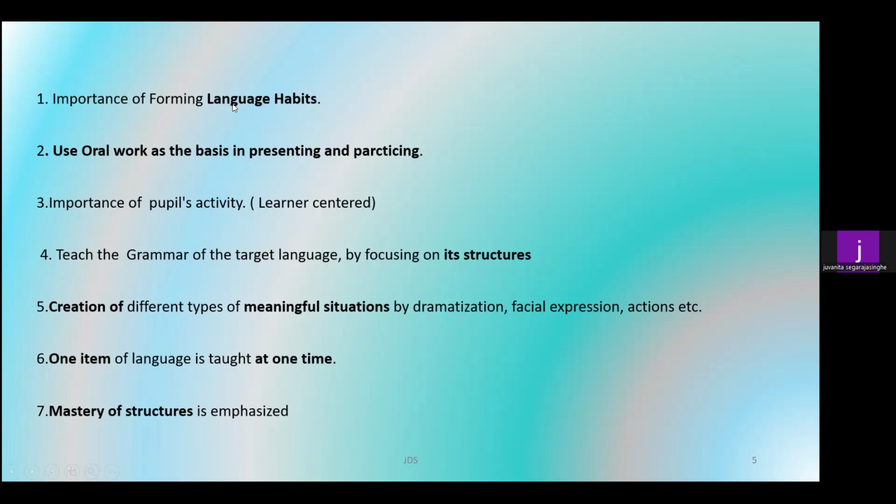Now tell me, according to the audiolingual method, how did they promote habit formation? What is the technique that they used in producing habit formation in the learners? There was a particular technique that they used under the audiolingual method. Oral drilling. Very good. Drilling or repetition. The same applies here.